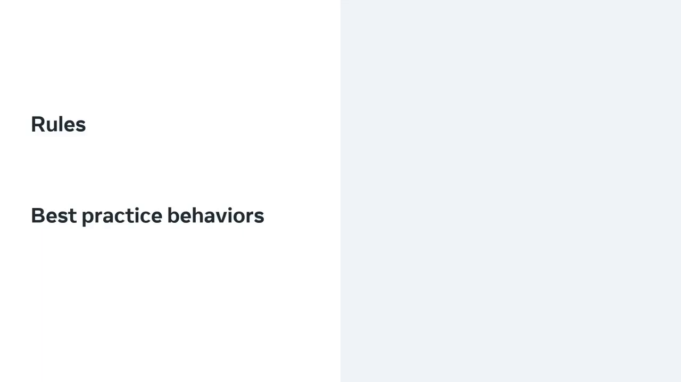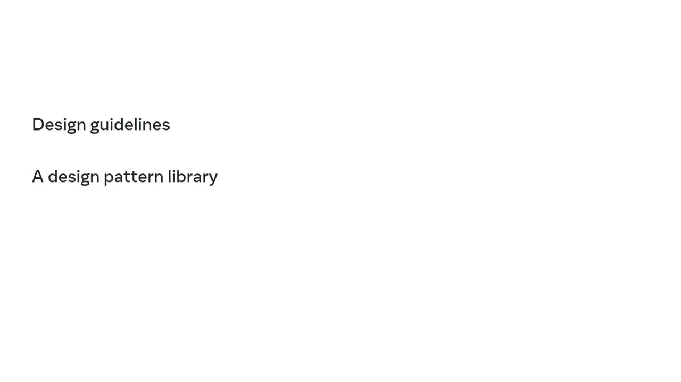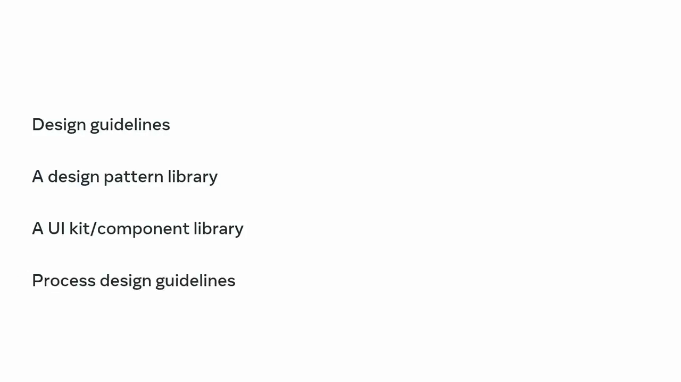Now, let's explore what a design system is. A design system is a set of reusable pre-made design components and patterns that can be used to design products at scale. Similar to a brand style guide, they contain rules and best practice behaviors for design components. Larger companies can have very detailed design systems, but more about that later. There is no set list of items that must be included in a design system. However, the most successful design systems frequently have the following features: design guidelines, a design pattern library, a UI kit or component library, and finally, process design guidelines. Let's explore what these are in more detail.